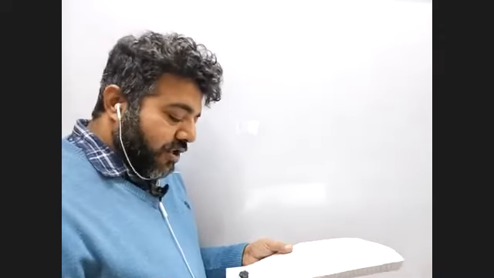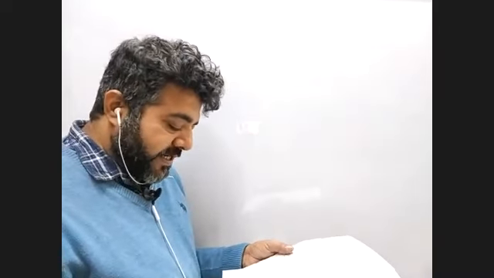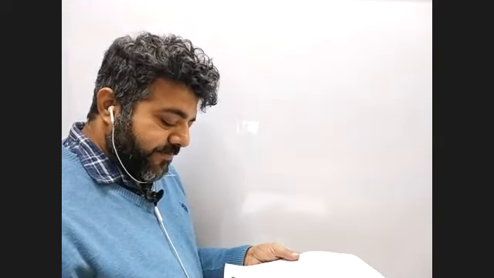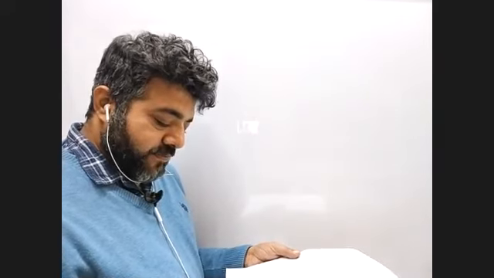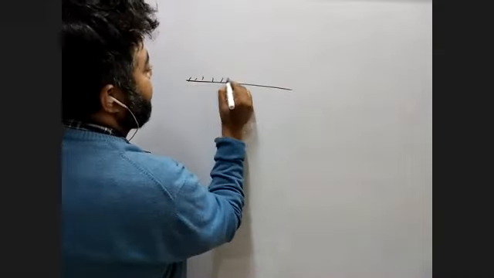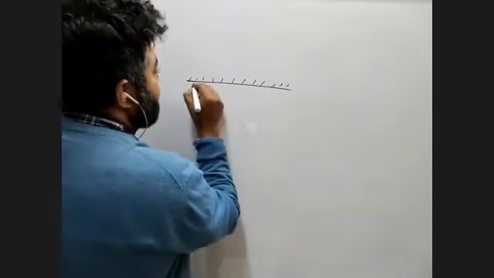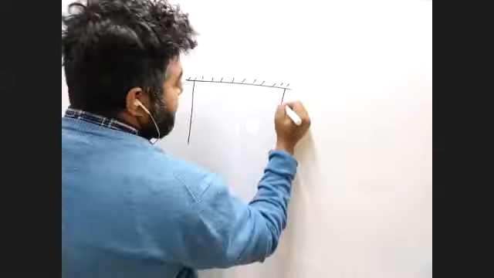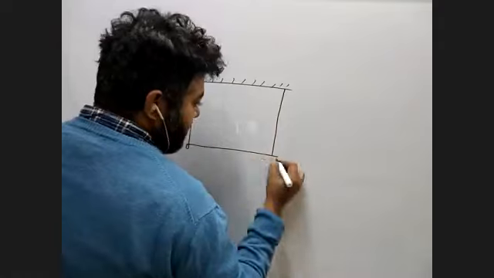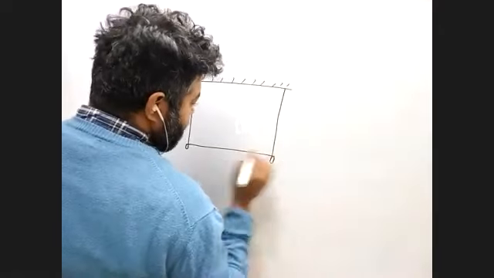A light rod of length 2 meters is suspended from the ceiling horizontally by means of two vertical wires of same length. So there is a vertical wall, two wires like this from here, and a rod on them. The rod's length is 2 meters.